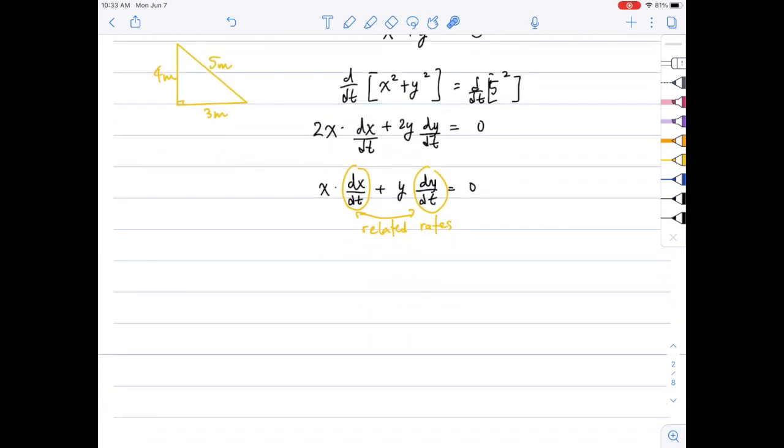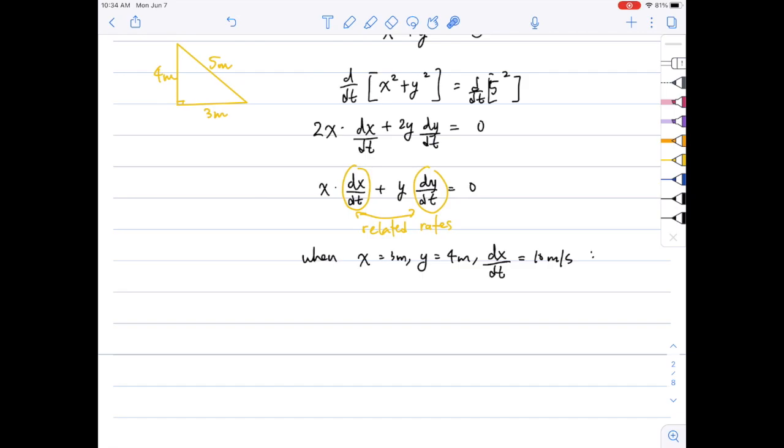Okay, so we can say the following. We can say when x is 3 meters, y is 4 meters, and dx by dt is 10 meters per second. Okay, now this is kind of the general rate equation. Usually once you have a general rate equation, you have to evaluate it at a particular instant. We're doing it at the instant when the feet of the ladder are 3 meters from the wall.